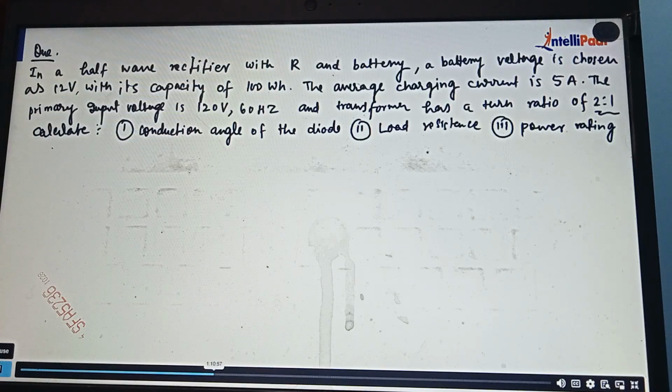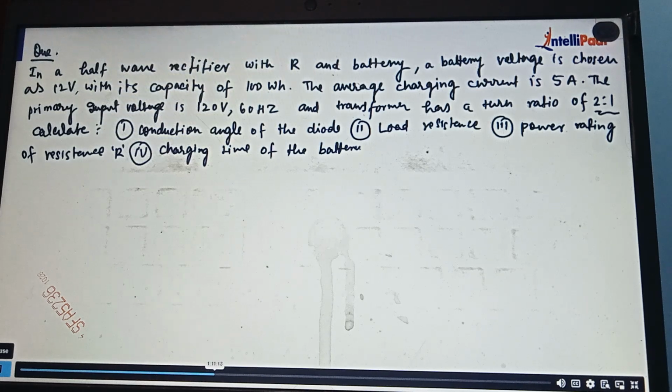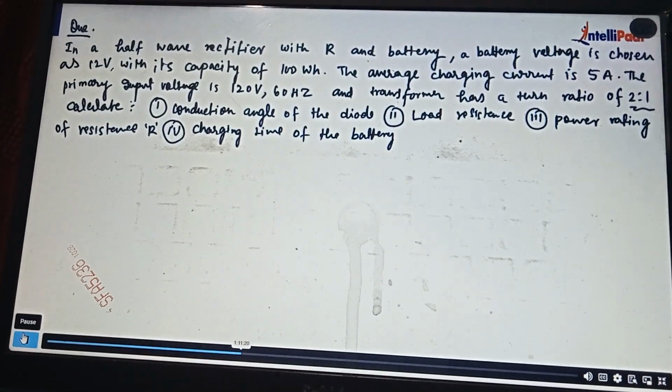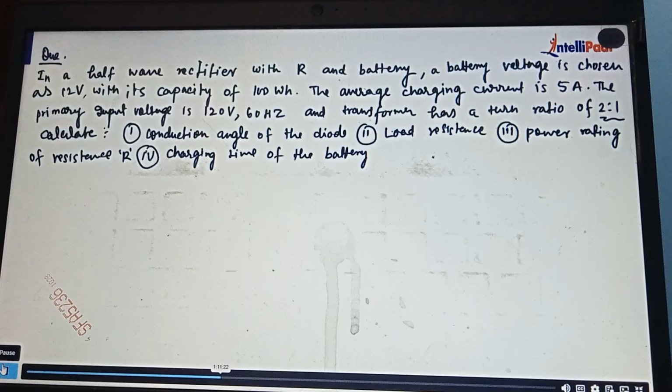Power rating of resistance. That is R. Now, fourth, charging time. Charging time of the battery. How much time has the battery taken to get fully charged? Charging time of the battery.